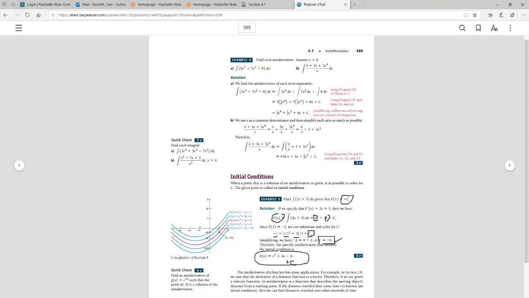So when they give you initial conditions, it gives you a lot of power. It tells you exactly what this function looks like. And in this case, it happens to be the function highlighted in red. The function highlighted in red actually goes through the point 1, -2, as you can see here.